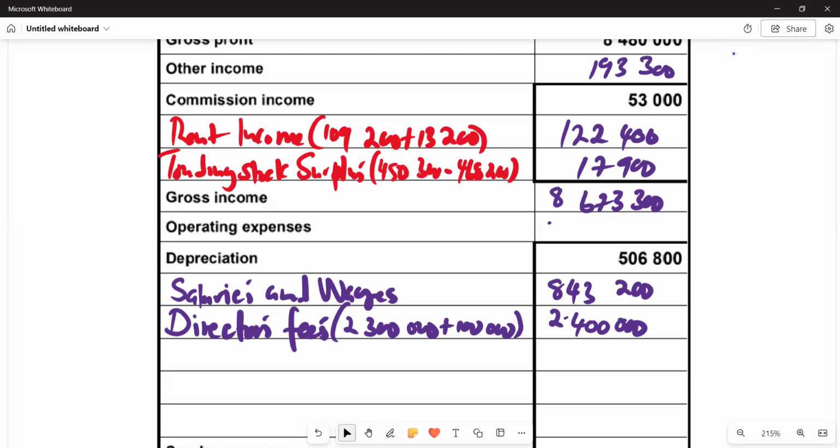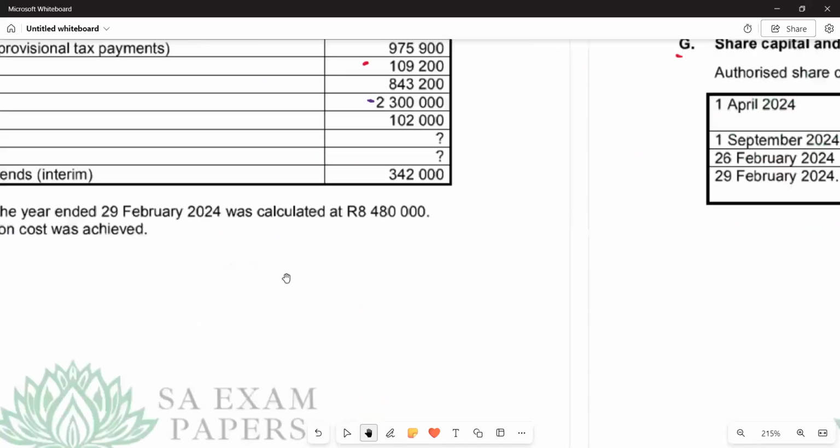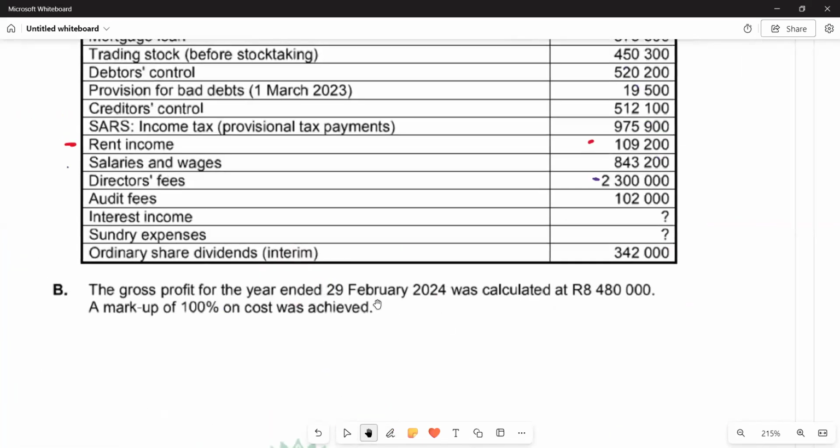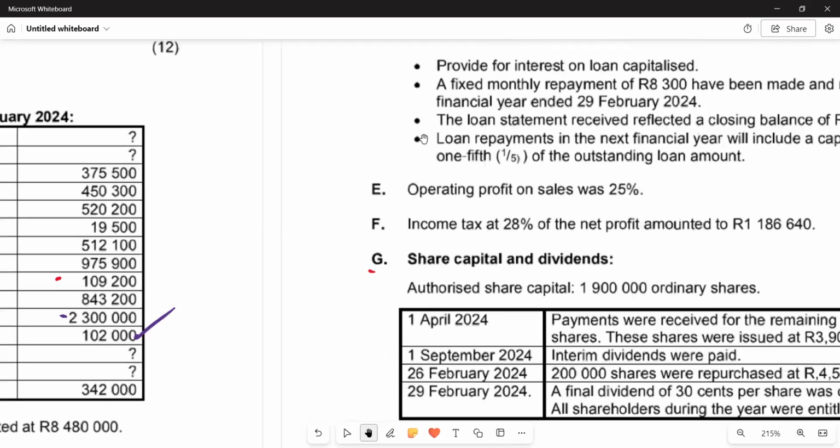Right. What we are going to do next is to try to find out another expense that we have after director's fees. So we can go to our list of balances and try to find out what we have. So we are here after director's fees. We've got audit fees, with an amount of 102,000 here. So we can go and check the information again to find out what we have about audit fees.